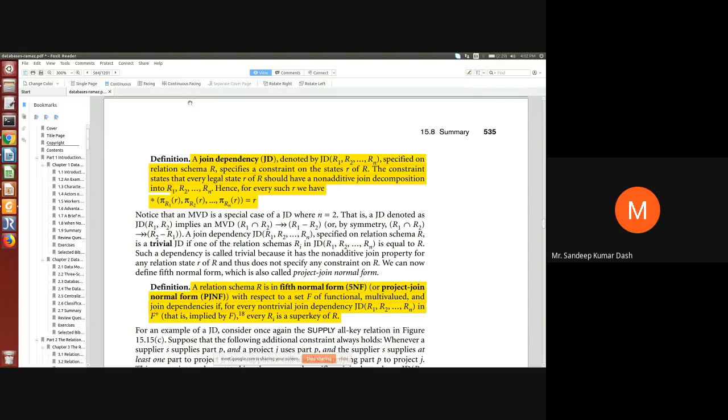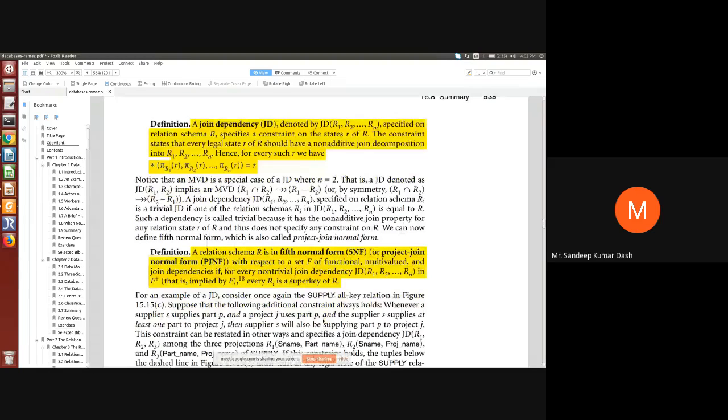That means R2 is not a subset of any other R, be it R1, R3, R5 or something. Suppose R4 is not a subset of R3, like that. None of them is a subset of another. So in those kinds of divisions, it will be in fifth normal form when every R is a super key of the original relation R.